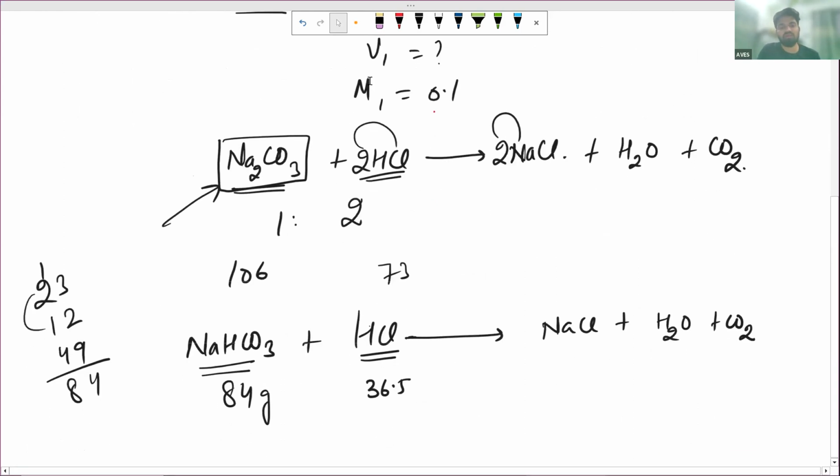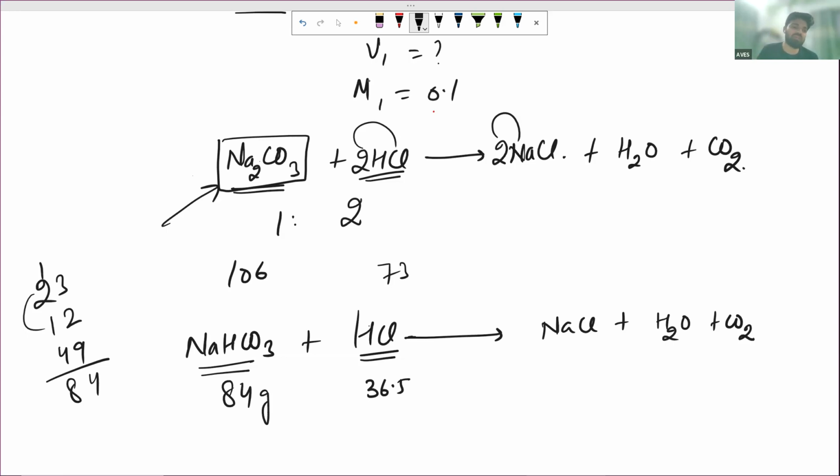So if 1 mole of this one is present and 1 mole of this one is present, for that 2 HCl is required, and here 1 HCl. So how many total moles of HCl will be required? Tell me. 3 moles.